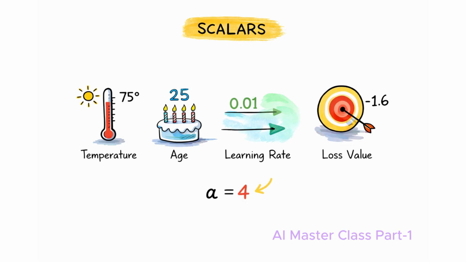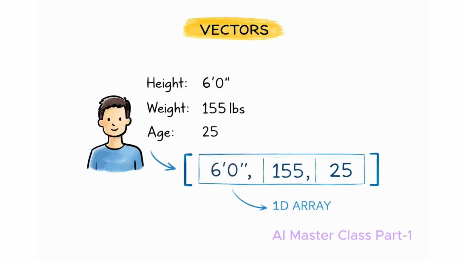Now, when we move from one number to a list of numbers, then we get a vector. A vector is basically a one dimensional array. Imagine you are describing a person using features like height, weight, or age. So instead of keeping them separately, you put them together as a list, and that list is a vector. In machine learning, input features are usually vectors. So whenever data is represented as many values together, you are usually looking at a vector.